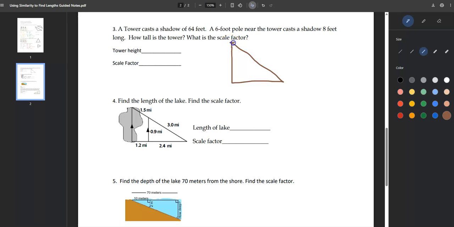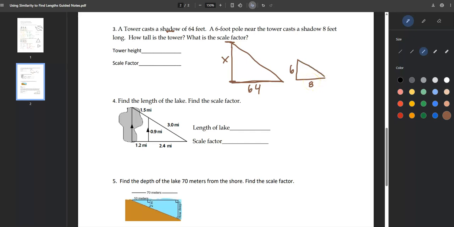So if this is the top of the tower right here, that's 64 feet. And we want to know, or sorry, my bad, that's the shadow. So let's actually label this the right way here. So 64 would be here. This would be the shadow that's on the ground because the sun's shining here. And we want to know how tall this is. So we want to know this value from here to here, that tower there. There's a pole, and it's a 6-foot pole that casts a shadow that's 8 feet on the ground.